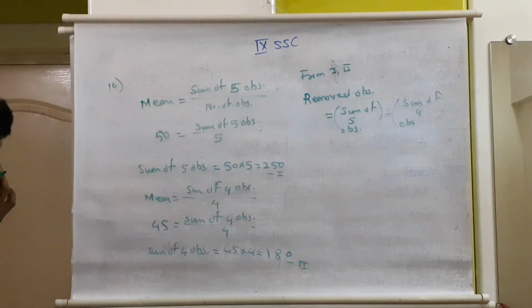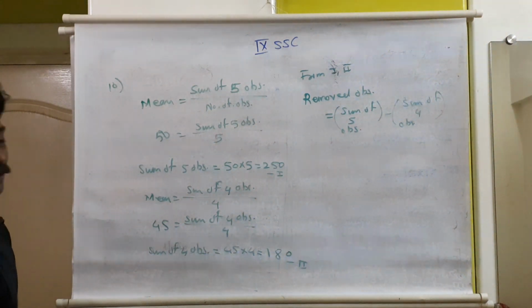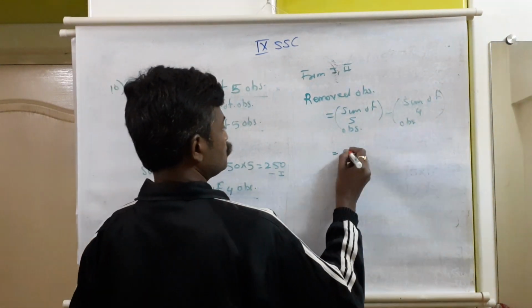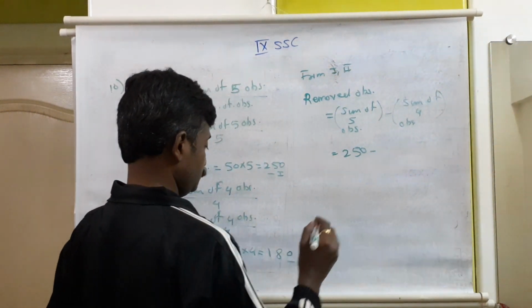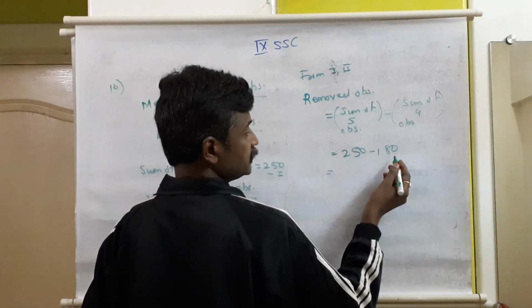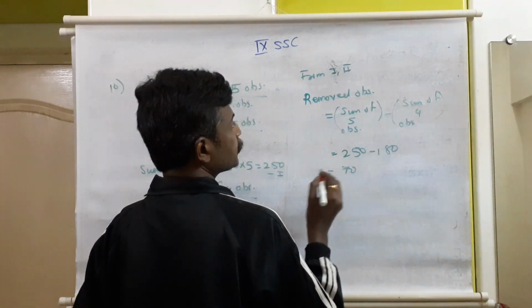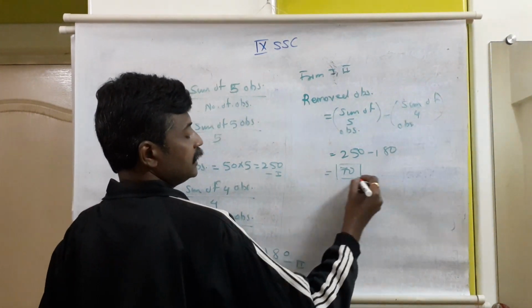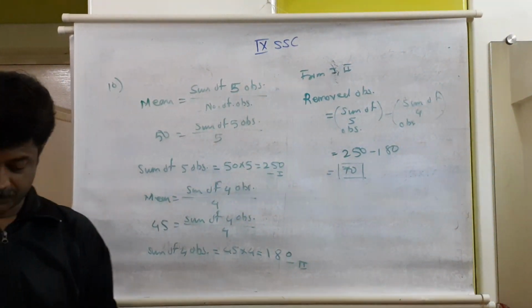In equation number 1 we have the sum of all 5 observations, in 2 we have the sum of 4 observations. So here the sum of 5 observations is 250 minus the sum of 4 observations, which is 180. The difference between these two is 70. So the required observation, the removed observation, is nothing but 70.